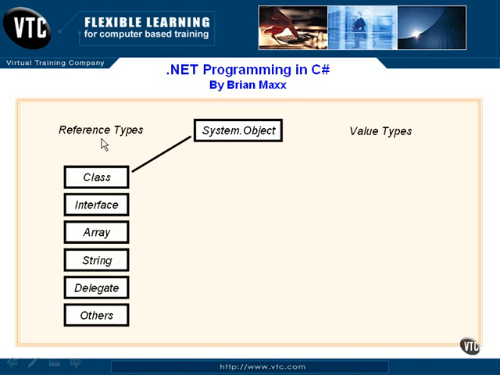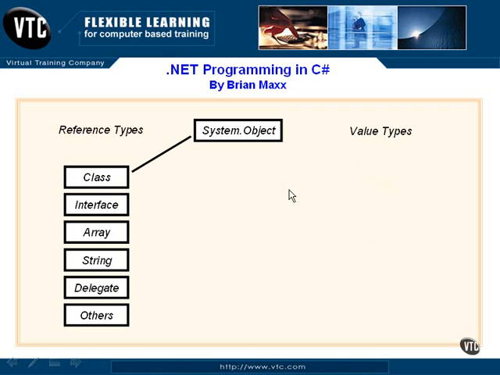So we'll see a lot more on reference and value types, and the differences between the two. Reference types can actually point to the same memory location, so you can have two different objects pointing to the same memory location, and therefore they point to the same data. With value types, you're assured that this is pointing to one value.